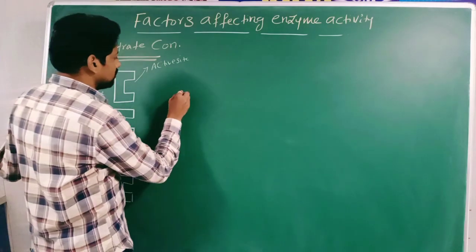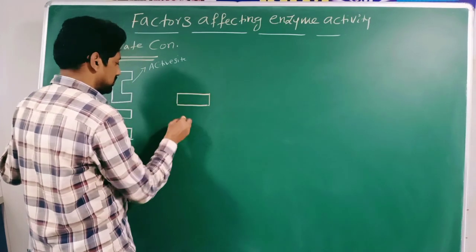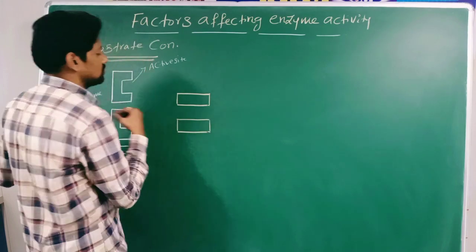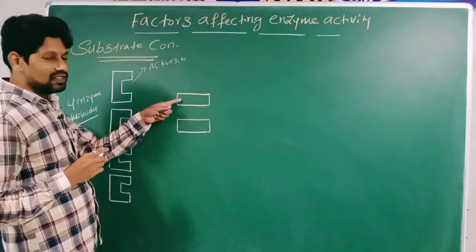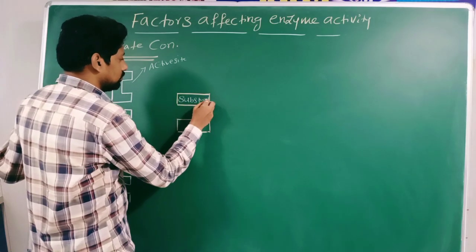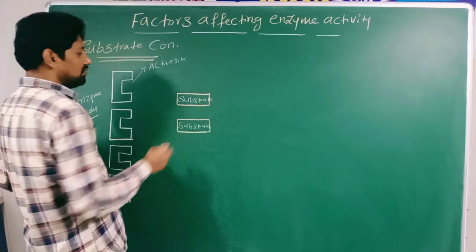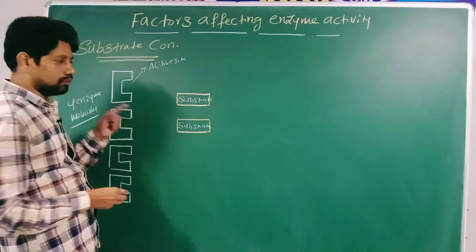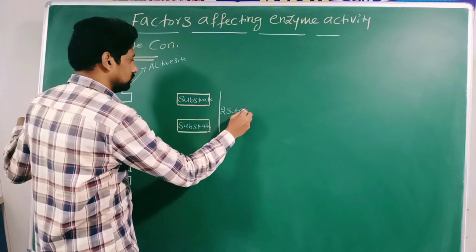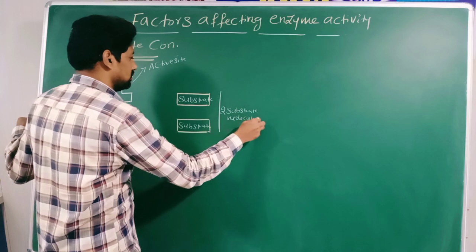Now here I am taking 2 substrate molecules. This is a substrate molecule. This is also a substrate molecule. Therefore, how many substrate molecules are there at present? 2 substrate molecules.